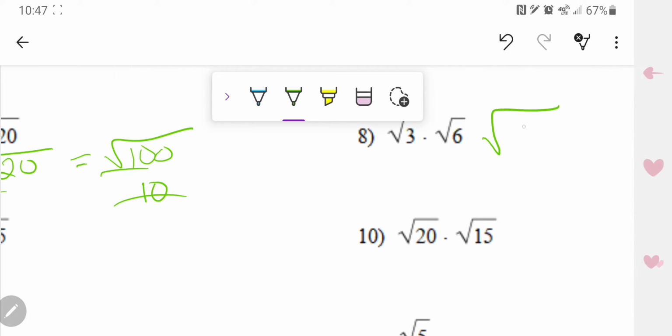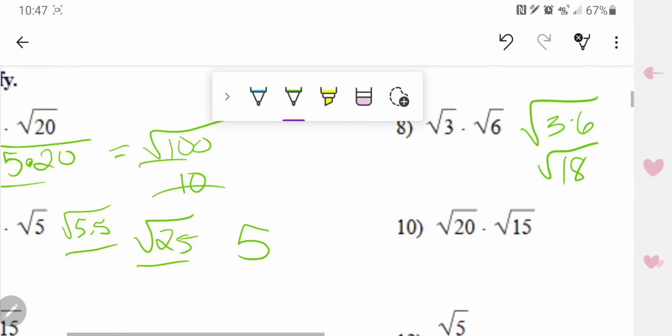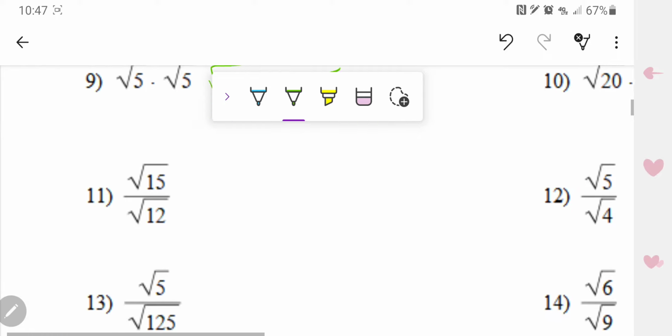So this one would be root 3 times 6 or root 18. This one's not perfect, so we're not going to break it down. Root 5 times root 5 is root 5 times 5. 5 times 5 is 25. This one actually is perfect. The square root of 25 is 5. Okay, let's move on to this one.